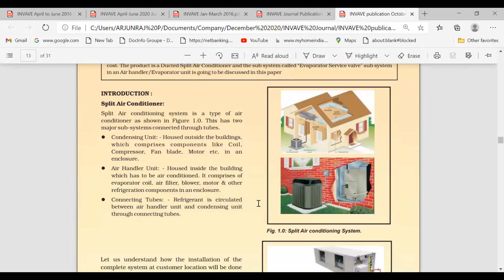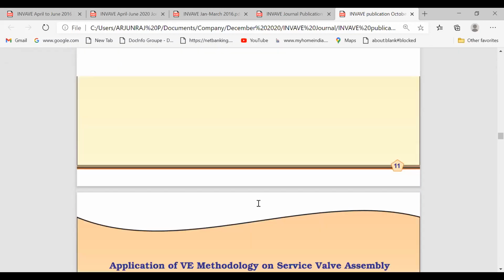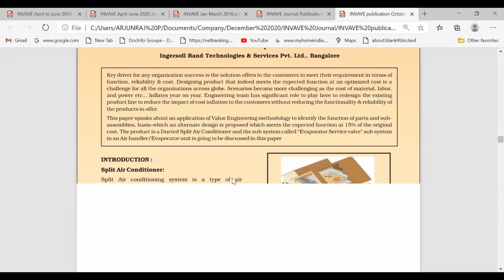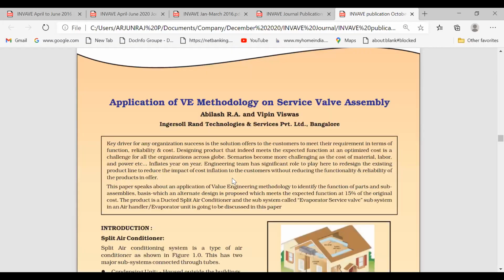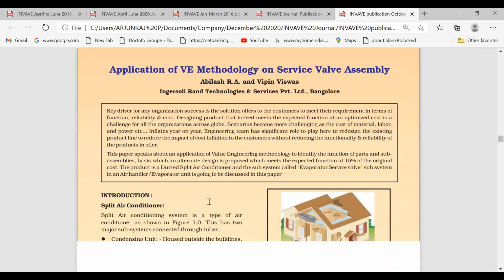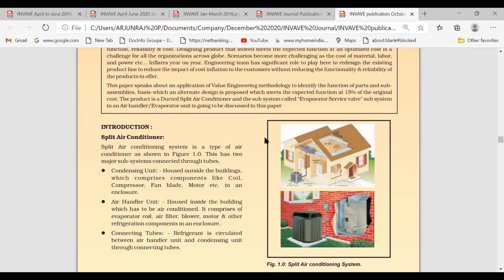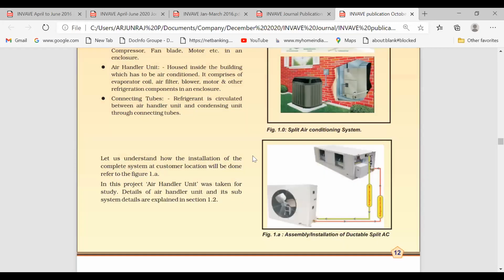Then this is one example of this I have done, and there is one more example coming out from a company called Ingersoll Rand. This is one company. They have done a value engineering for a wall assembly. This wall is used for air conditioning system, for a split AC.